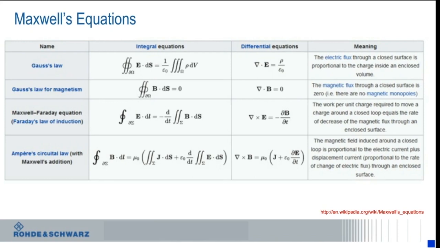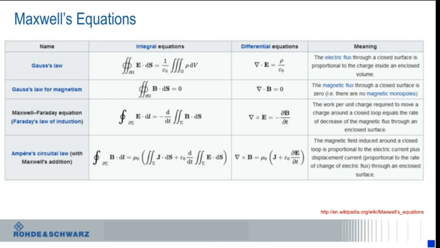Faraday's law, work per unit charge required to move a charge around a closed loop equals the rate of decrease of flux, blah, blah, blah. Ampere's law, like I said, I don't want to go into that. I don't want to relive that first interview I had. So, laws of Faraday and Ampere's law.